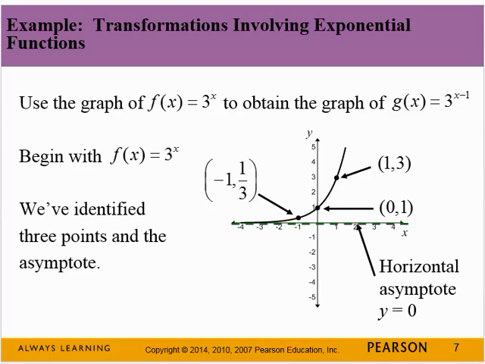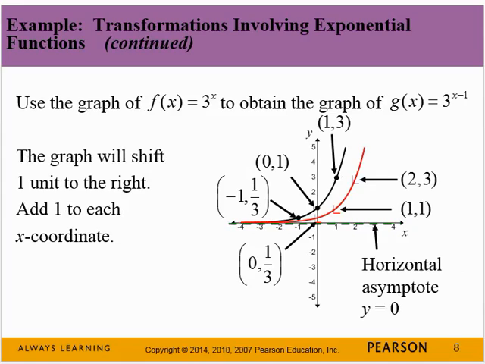So you want to think about what's going to happen if I have x minus 1. Think about your quadratic and your polynomial functions. So the graph will shift 1 unit to the right. So you're going to add 1 to each x coordinate. Since you didn't shift up or down at all, your horizontal asymptote is still going to be y equals 0, but all your points are going to shift to the right. So instead of (0, 1), you're going to have (1, 1). Instead of (1, 3), you're going to have (2, 3). Instead of (negative 1, 1/3), you're going to have (0, 1/3).